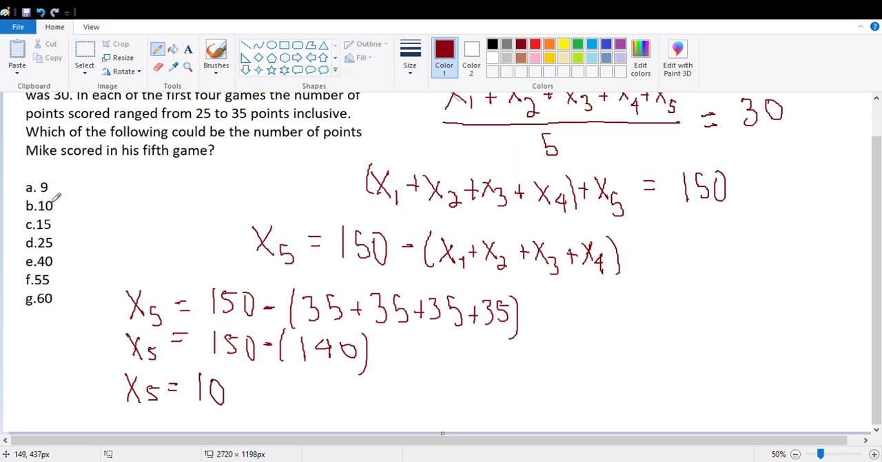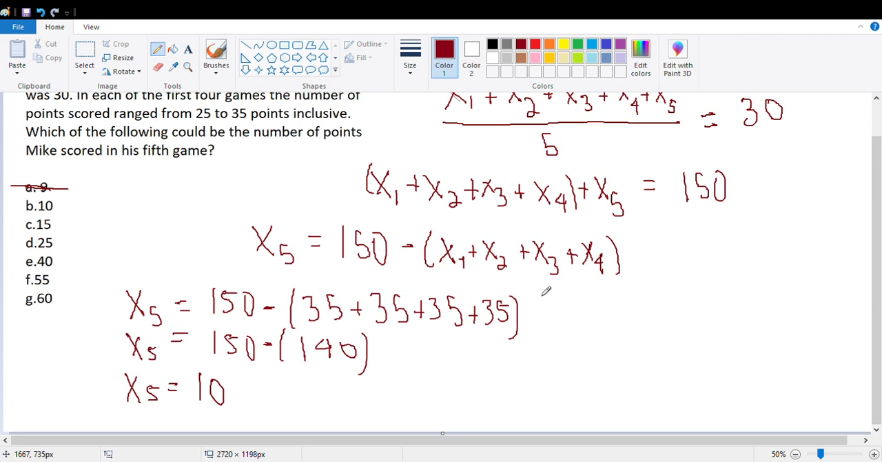Alright, so looking at the answer choices, I see that he could not have scored 9 points because the lowest possible value in the fifth game would be 10. So we know that so far these are the possible values. We discarded 9. Now let's take the opposite approach.